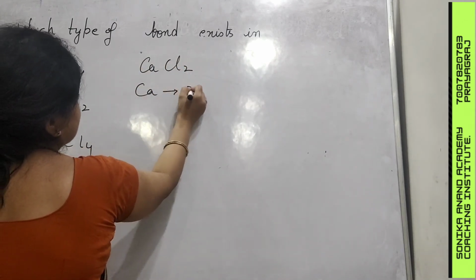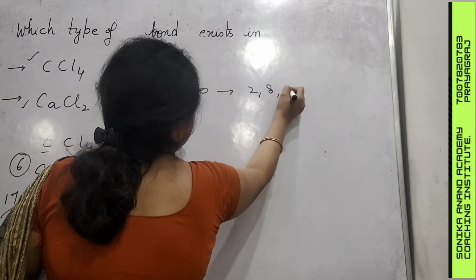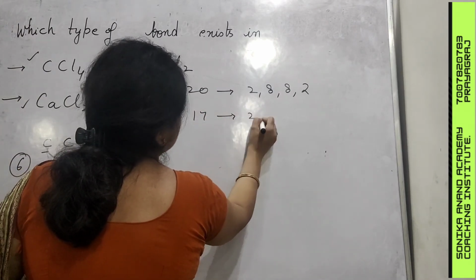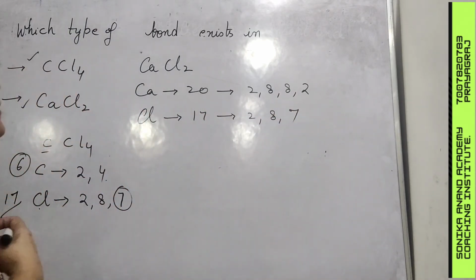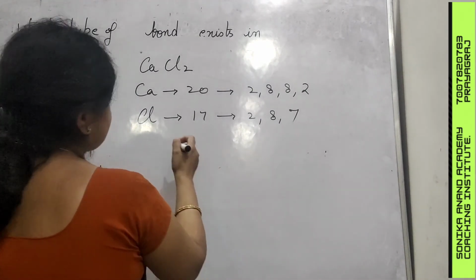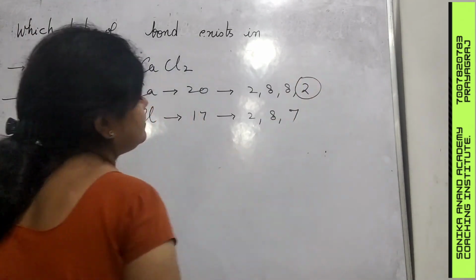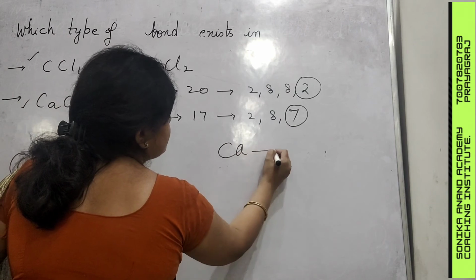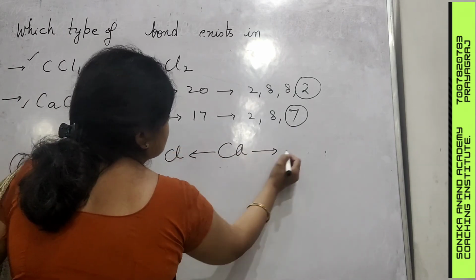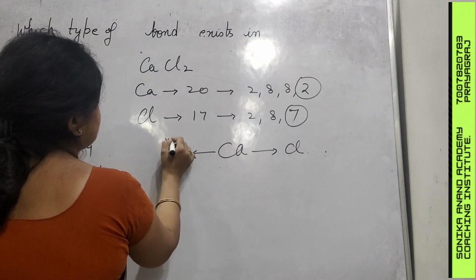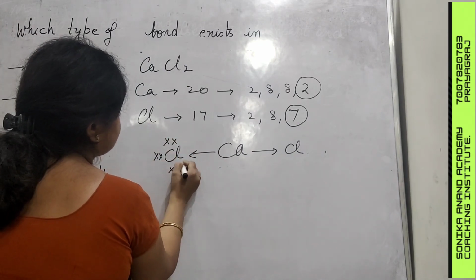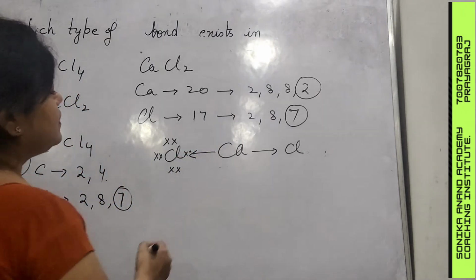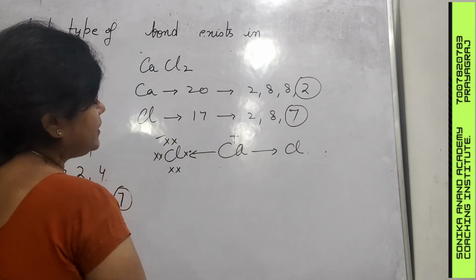Now for CaCl2, calcium's atomic number is 20, that is 2, 8, 8 and 2. And for chlorine again we have 17, that is 2, 8 and 7. Here the 2 electrons are over here and here there are 7 electrons. So calcium donates 1 electron to each of them to complete their octet. In this way one becomes positively charged and the other becomes negatively charged.